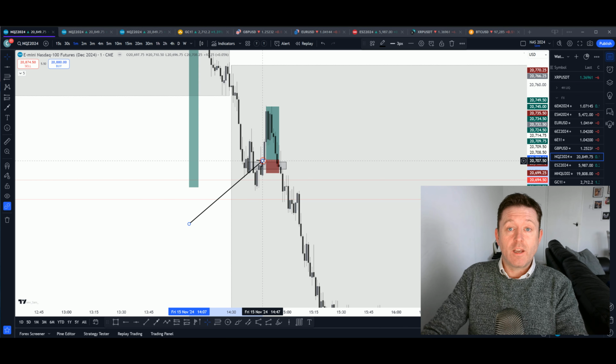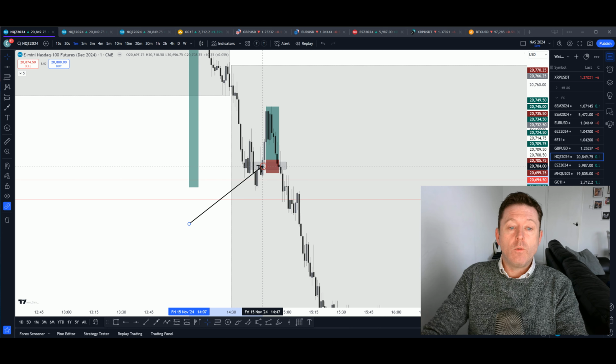Ideally, we like a singular fair value gap as well. So in this little leg down here, there is only one fair value gap, and that was one 1 minute fair value gap. Now that could be a 2 minute or it could be a 3 minute, depends on your trading plan. I personally prefer a singular 1 minute fair value gap. This is what we had in this instance here.